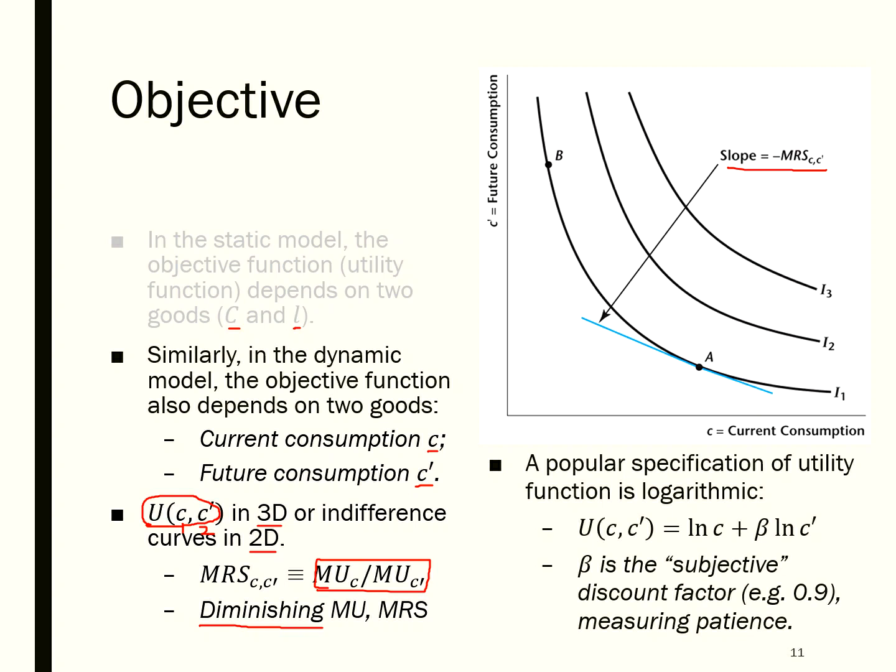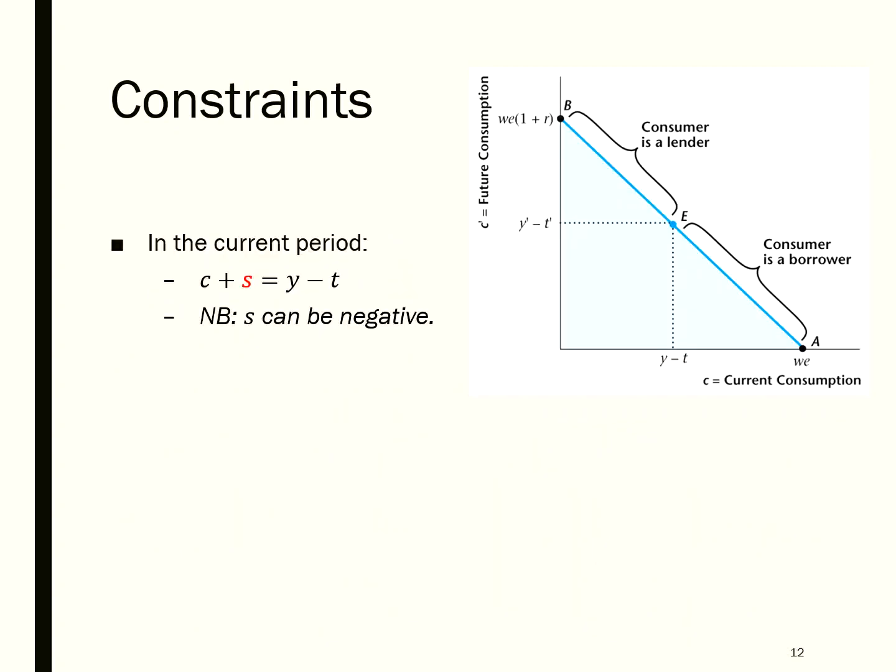It measures patience of the consumer. If the beta is lower, that means you put a lower weight on future utility in your lifetime utility function. Now let's turn to the constraints.